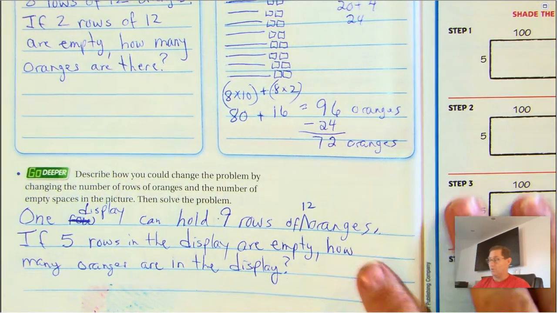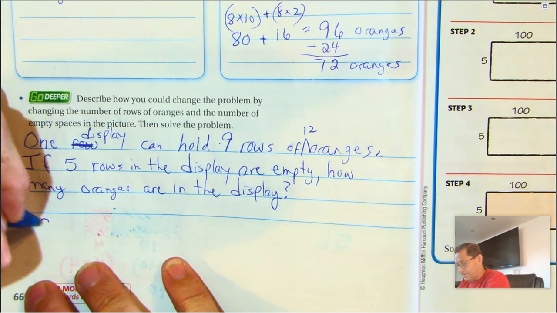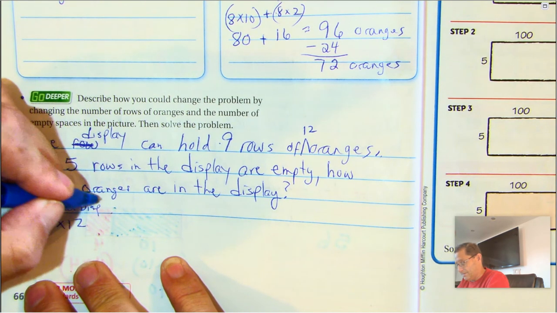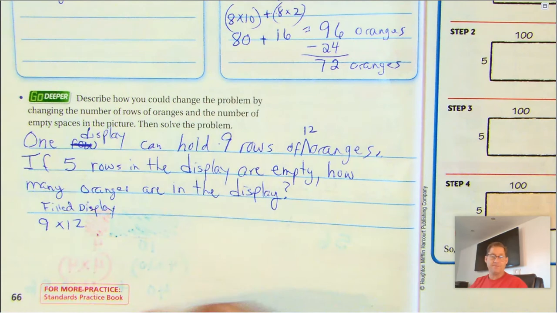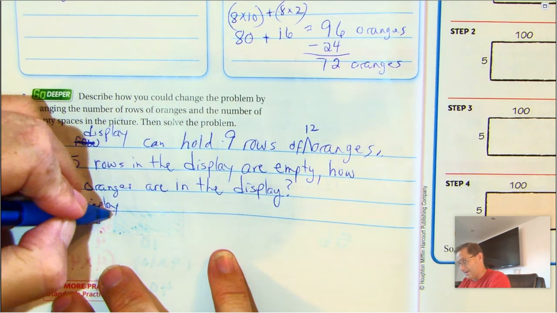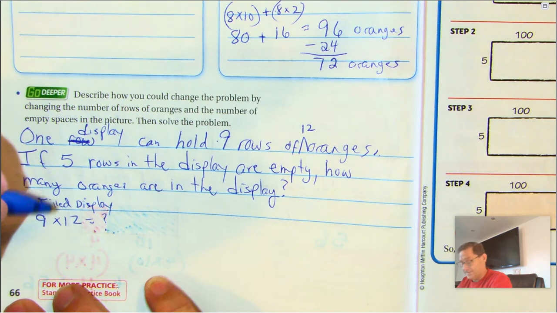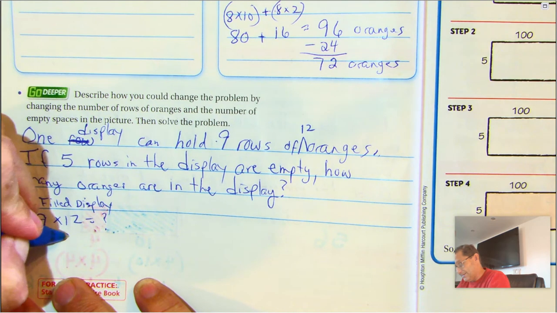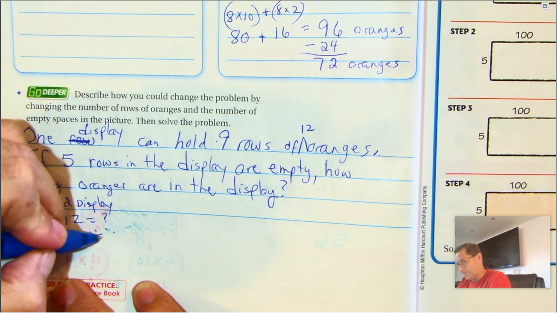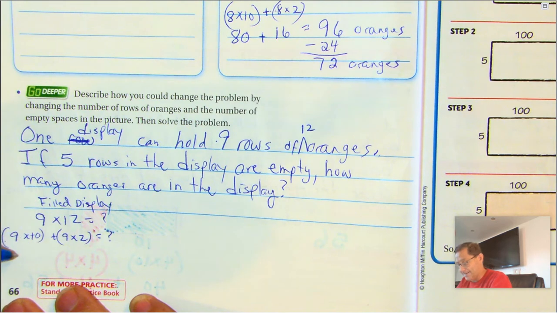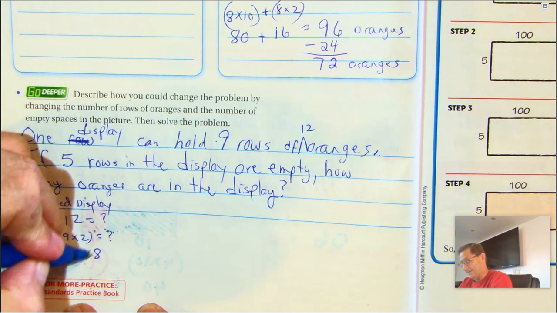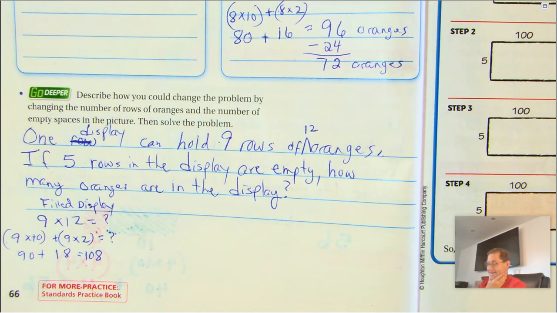Okay. So if it was filled, it would be 9 times 12. If I have a filled display, it would be 9 times 12. And I'm not sure what that is. So I'm going to break this apart into 9 times 10 plus 9 times 2. And what does that equal? 9 times 10 is 90. 9 times 2 is 18. We're going to add those together. We get 8 ones, and we get 10 tens. So 108 if it was filled.